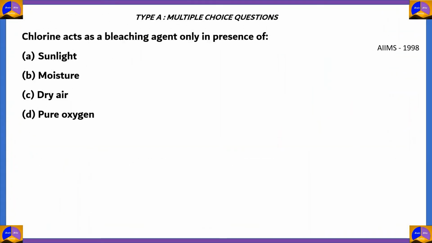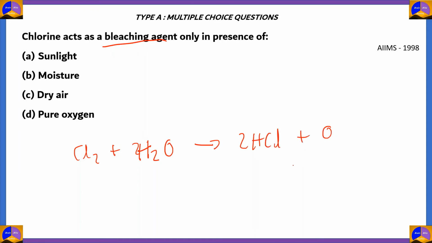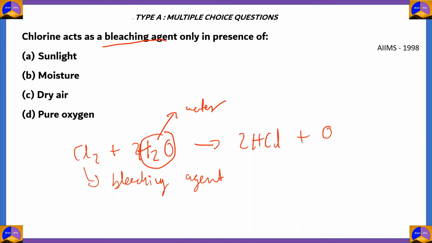Next question. Chlorine acts as a bleaching agent only in the presence of A. Sunlight, B. Moisture, C. Dry air, D. Pure oxygen. Well, let's look at the bleaching action of chlorine. Cl2 + H2O gives you 2HCl + O. So this is where chlorine becomes a bleaching agent. And this is water. So therefore, chlorine acts as a bleaching agent only in the presence of moisture. Option B is the correct option.